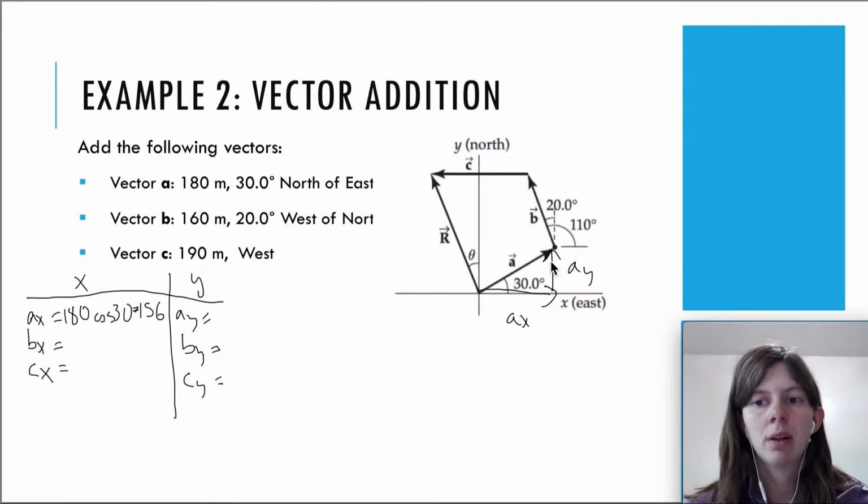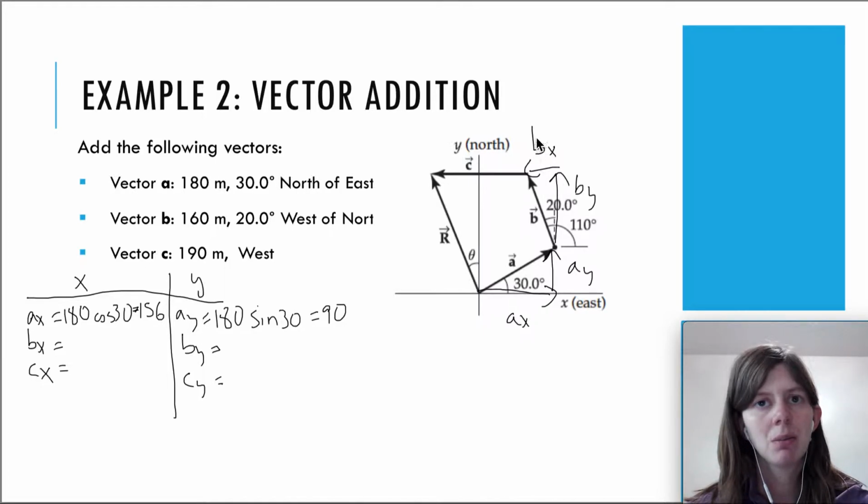And then the y component has to use sine. Since we've already used cosine, the y component is opposite. So 180 sine of 30, which is going to be 90. For the b, really pay attention to the angle that you're given here. The y component is upward and the x component is to the left here.